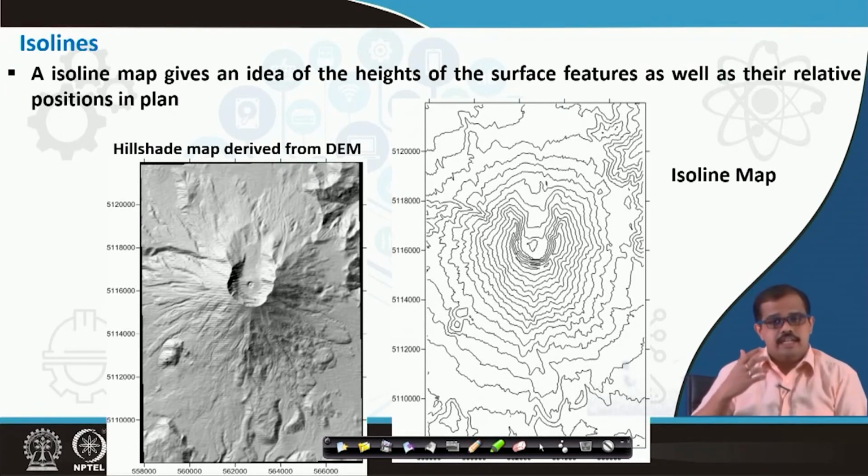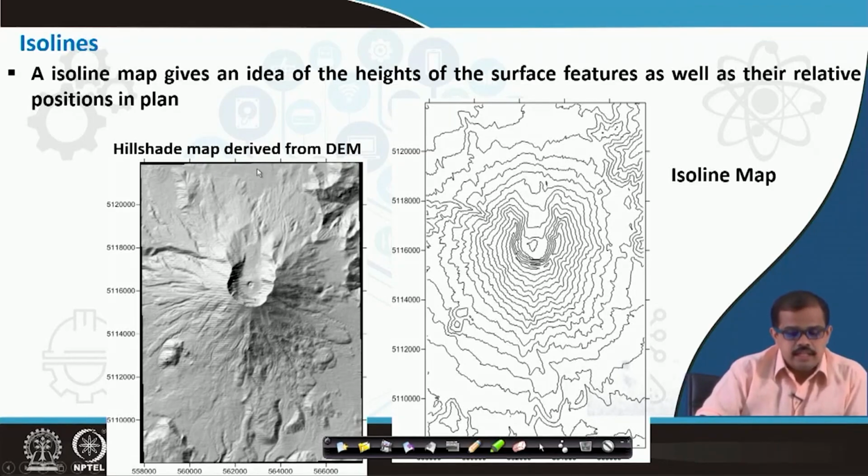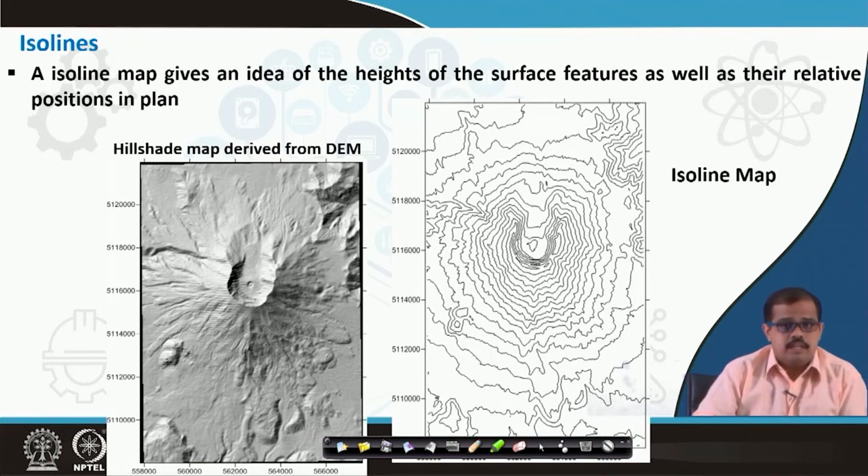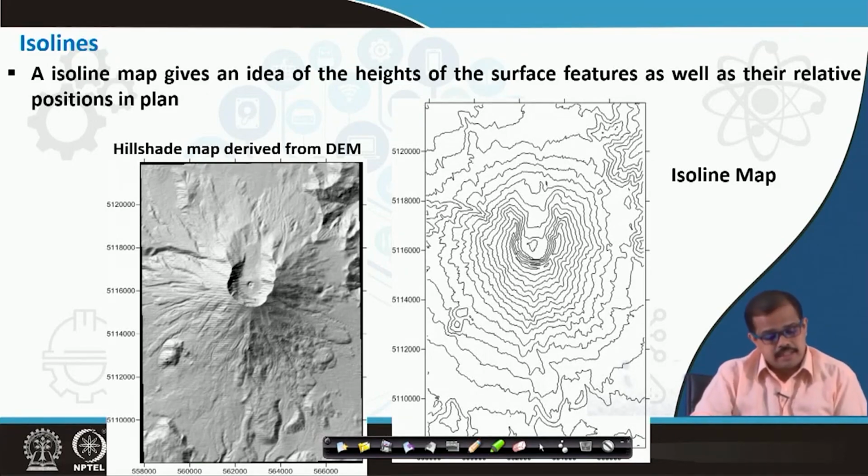Wherever you need the idea of height, you can use an isoline, where surface features as well as relative position in the plan are shown. For example, here this is a hillshade map that has been developed from the DEM. We will also develop the hillshade map in our practical classes.